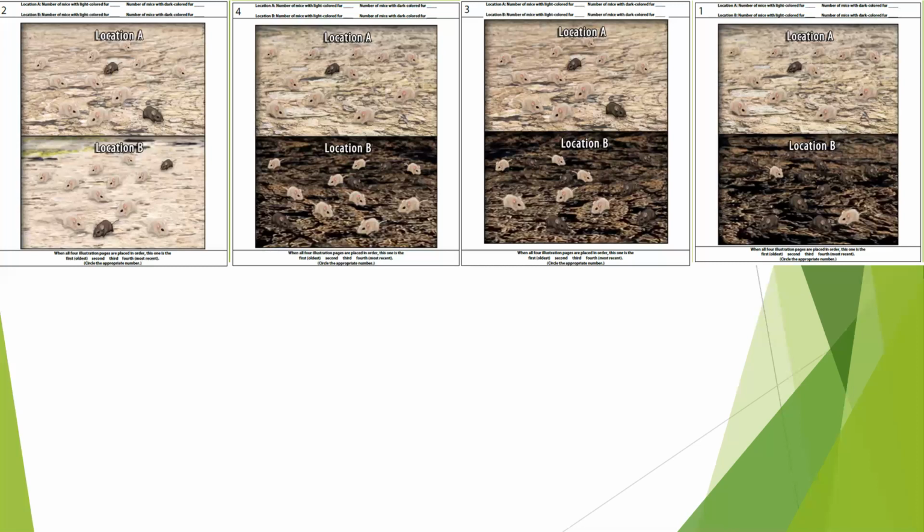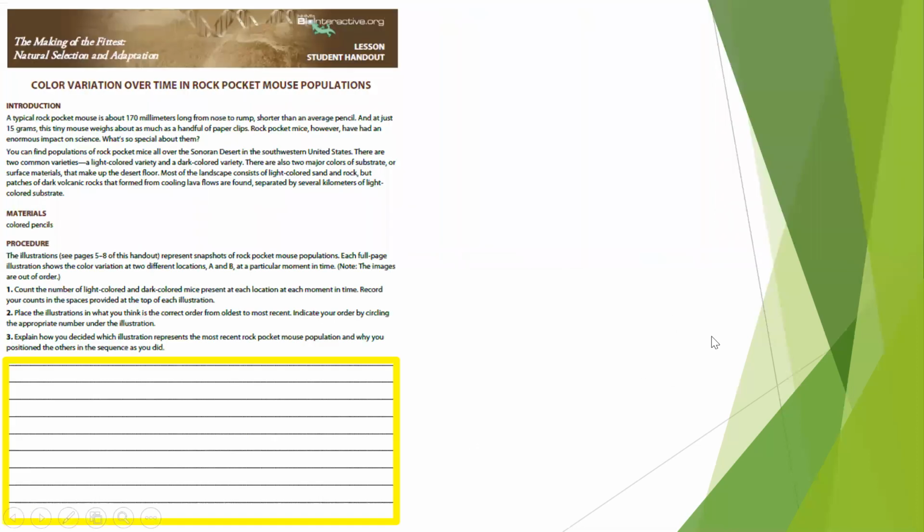One minute left. All right, so let's go ahead and dig in.